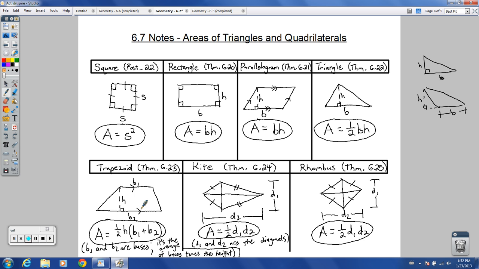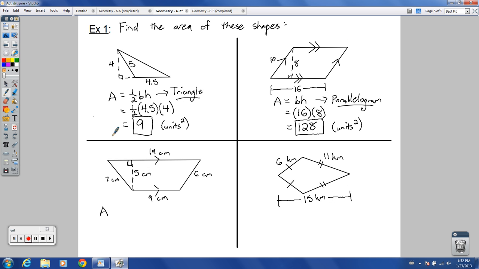So go back here. This is our formula. It's the average of the bases. That's the 1/2 B1, B2 part times the height. And so let's use that formula. Let's write that down. 1/2 height times the average of the bases. We're doing that because it's a trapezoid.